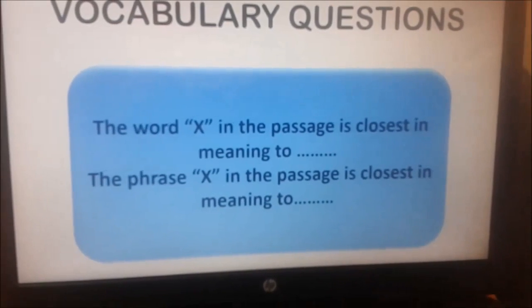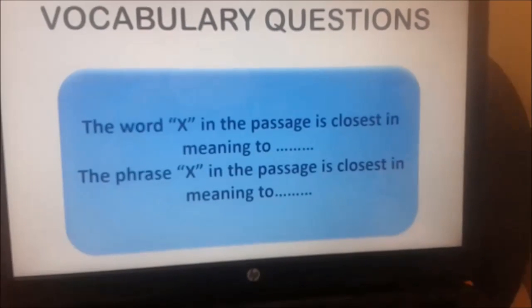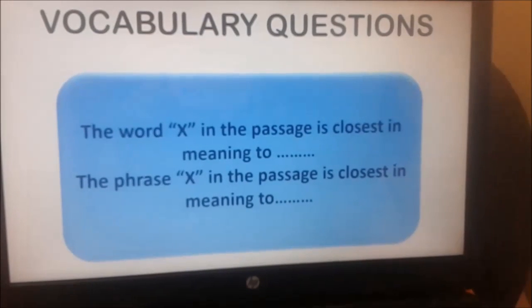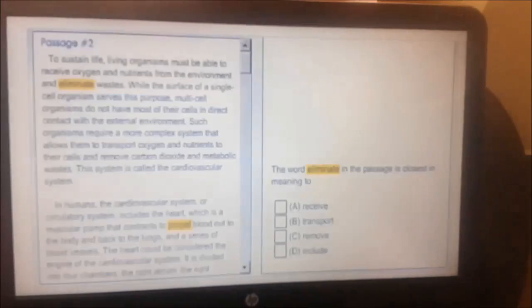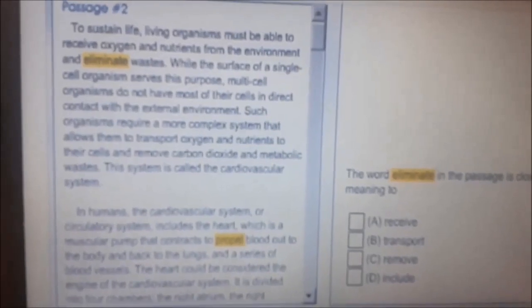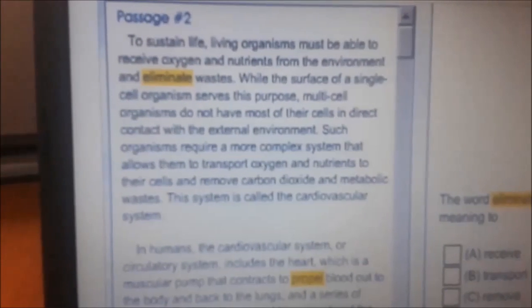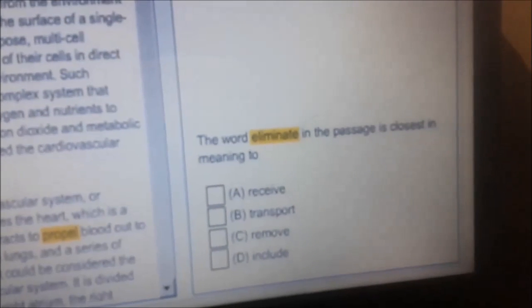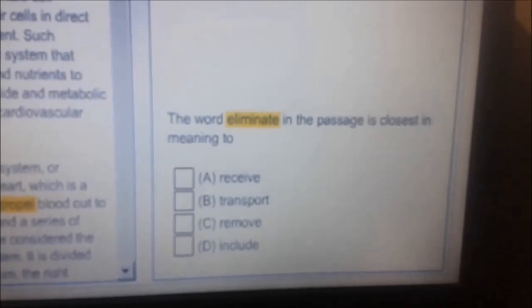You will find vocabulary questions like this: The word X in the passage is close in meaning to, or the paraphrase X in the passage is close in meaning to. Now, here is a real example. The word is highlighted in the passage. Most of the information needed to answer the question is in the context of the sentence in which the word is located. You may need to read a sentence before or after the highlighted word to help you choose the best answer.